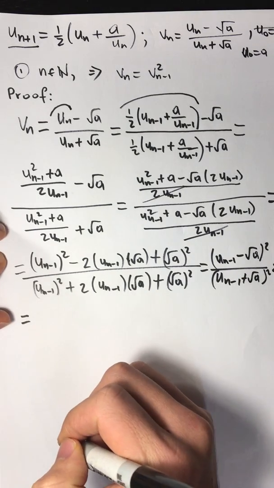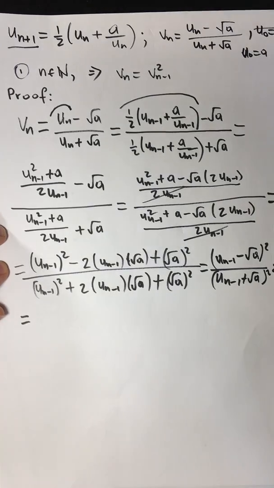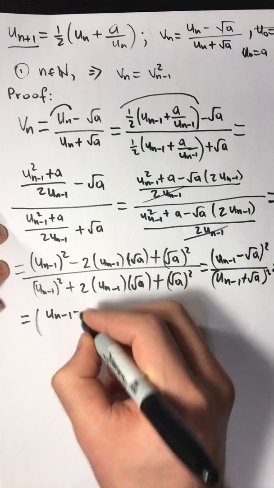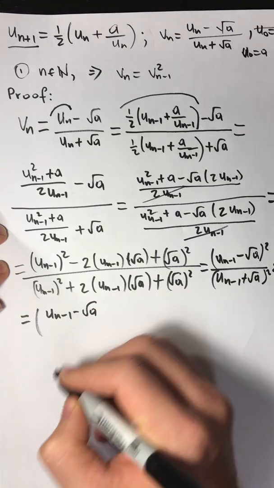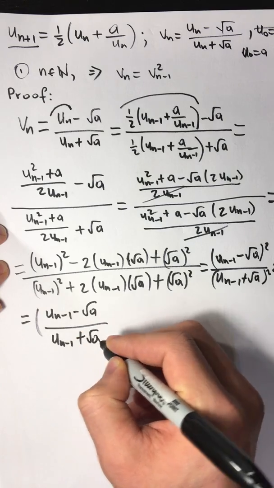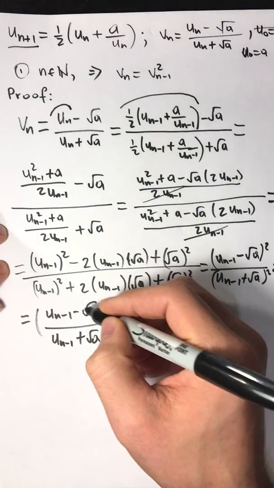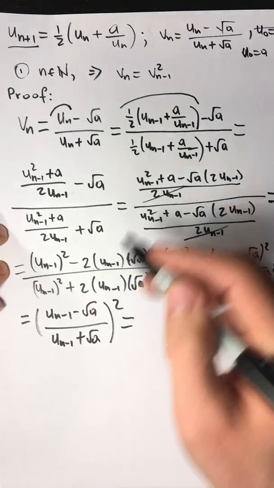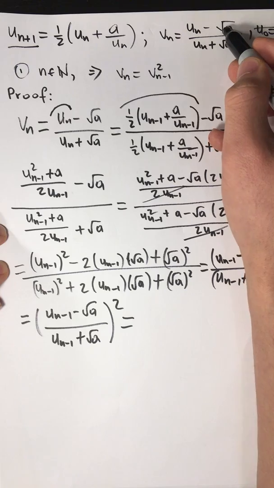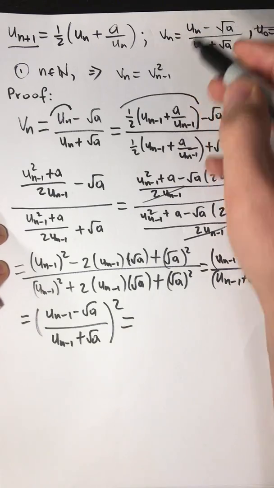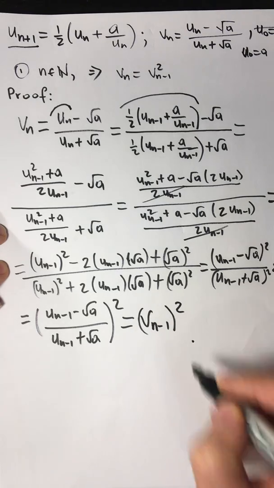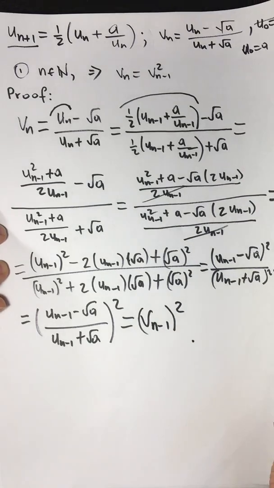And this is equal to un minus 1 minus root a divided by un minus 1 plus root a square. And this is equal to, if you insert n minus 1 here, vn minus 1 is equal to un minus 1 minus, based on this formula, this is equal to vn minus 1 square. Boom, proof is done. Next.